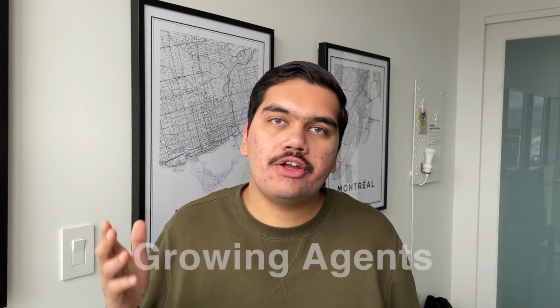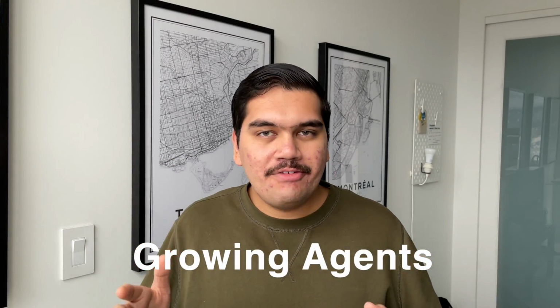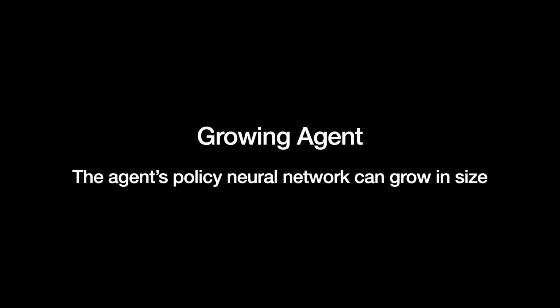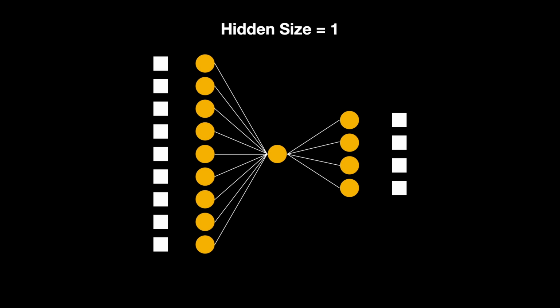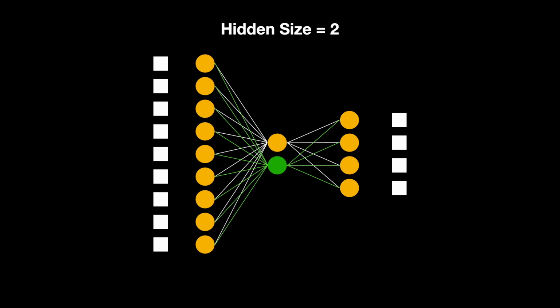Hello, in this quick video, I'll be talking about my research project on growing agents. Let's dive right into it. So what do I mean by a growing agent? Well, simply put, the agent's policy neural network can increase in size over time. In my work, I do this by increasing the hidden size of a three-layer neural network one at a time.